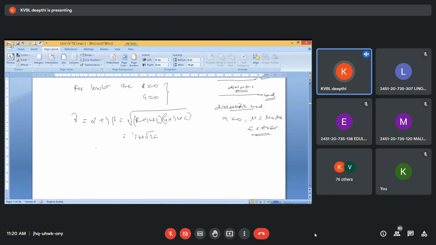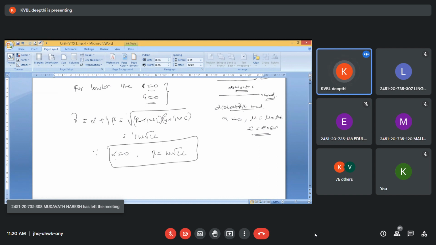Since alpha value is equal to 0 we have got alpha equal to 0, and beta is equal to omega root LC. We got these two values when we substituted R equal to 0 and G equal to 0 in this line.